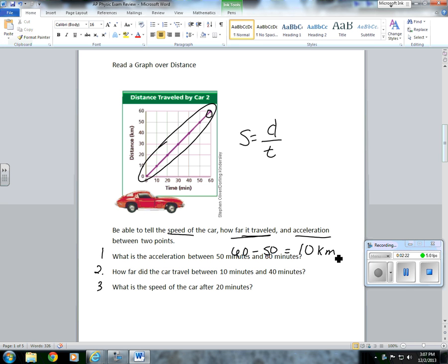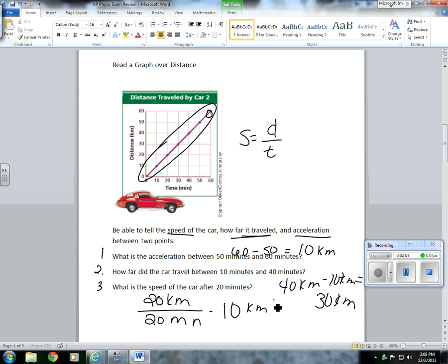Number 2 says, how far did the car travel between 10 minutes and 40 minutes? So again, at 40 minutes, we were at 40 kilometers. And at 10 minutes, we were at 10 kilometers. So it traveled a total of 30 kilometers between those times. And then 3 says, what is the speed of the car after 20 minutes? So at 20 minutes, we were at 20 kilometers. So 20 kilometers, which is our distance, divided by 20 minutes, which is our time, means that our speed is 1 kilometer per minute.